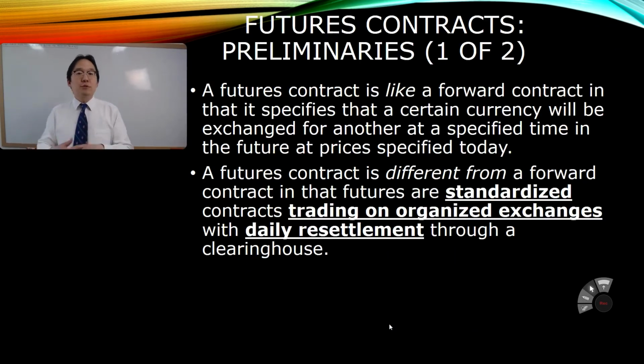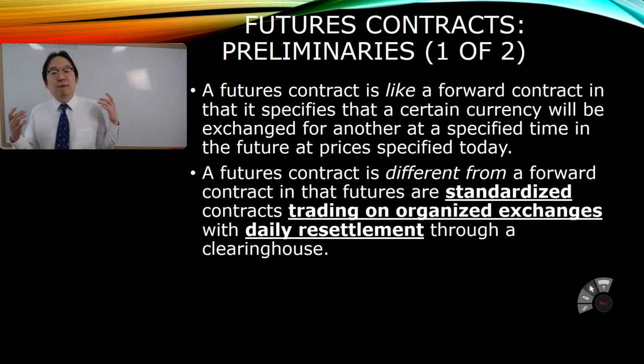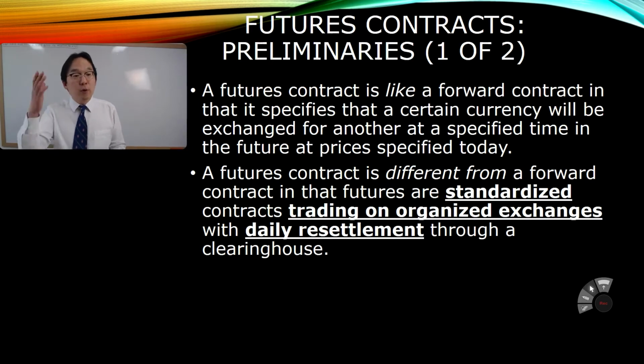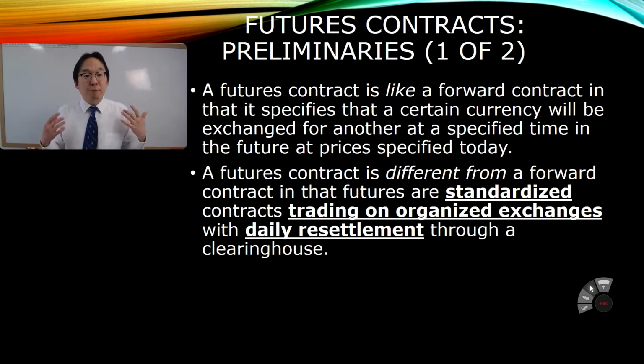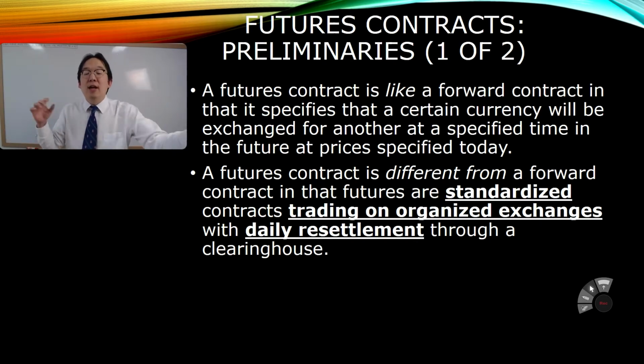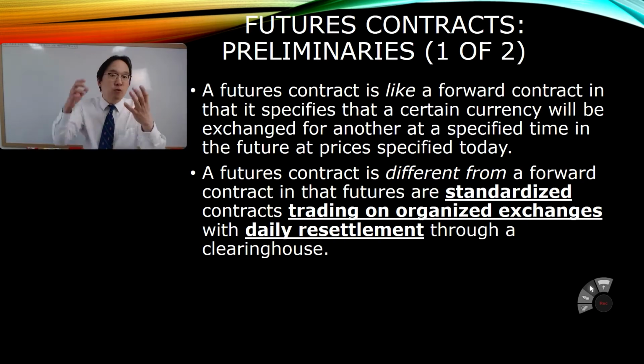Futures contracts, right? A futures contract is like a forward contract in that it specifies that a certain currency will be exchanged for another at a specified time in the future at prices specified today. Now, a futures contract is different from a forward contract in that futures are standardized. Okay? Why standardized? Because you want many third party buyers to be able to buy and sell very quickly, at millisecond speed. Okay? If it is not standardized, they will have a hard time, and you will also have a hard time.